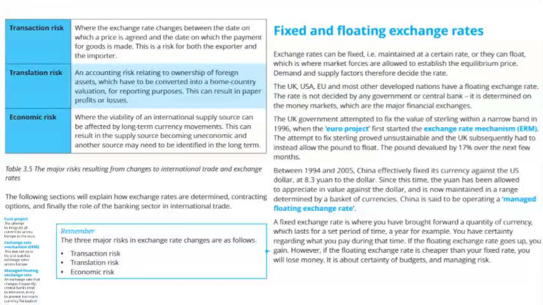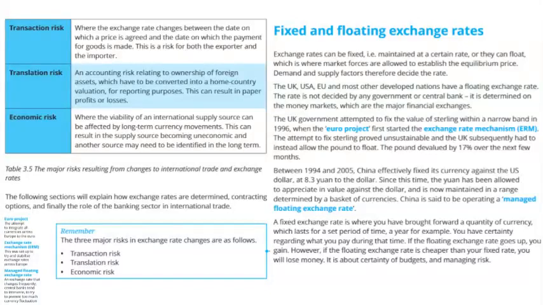A fixed exchange rate is where you have bought forward a quantity of currency which lasts for a set period of time, a year, for example. You have certainty regarding what you pay during that time. If the floating exchange rate goes up, you gain. However, if the floating exchange rate is cheaper than your fixed rate, you will lose your money. It is about certainty of budgets and also managing the risk.